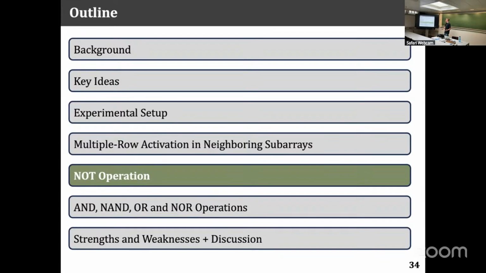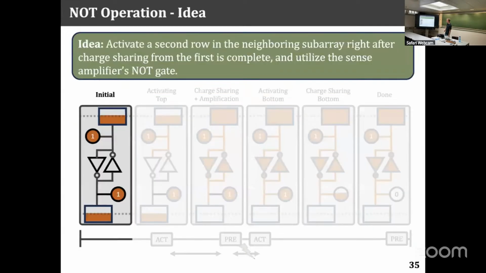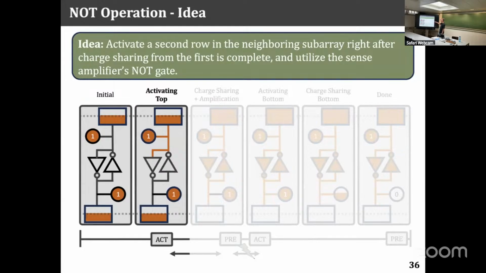We want to come up with the NOT operation basically to have a full set of functionally complete operations in existing DRAM chips. So the key idea here is that instead of violating both the timing parameters between the activate and the pre-charge and the next activate, we wait for the first activate to finish. So let me walk you through a timing diagram basically to show what is happening on the cell level.